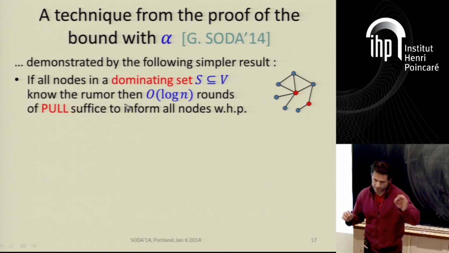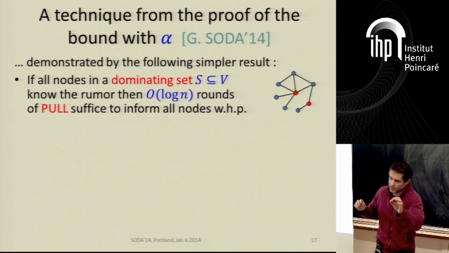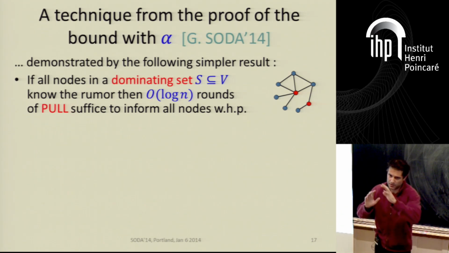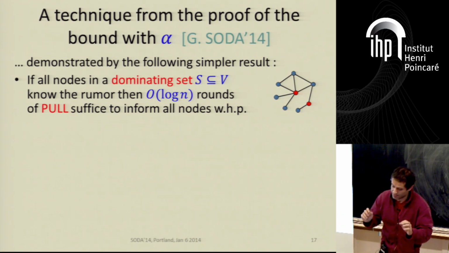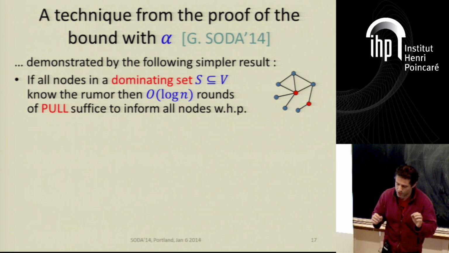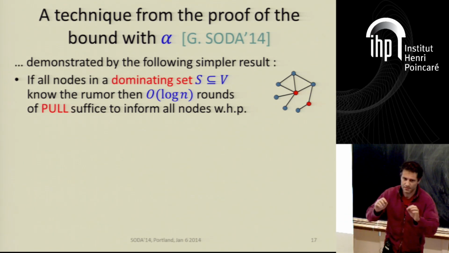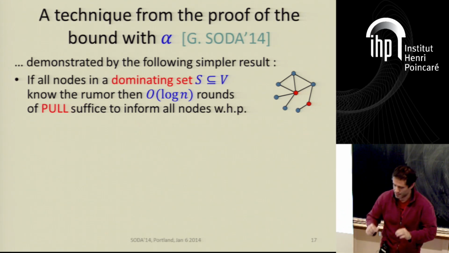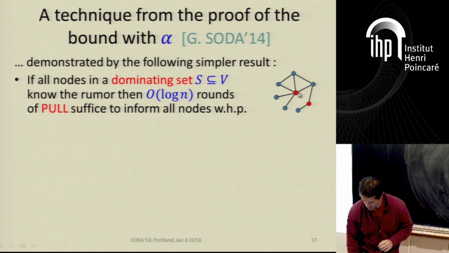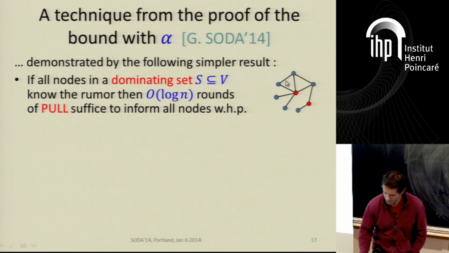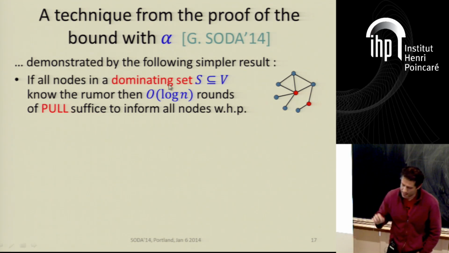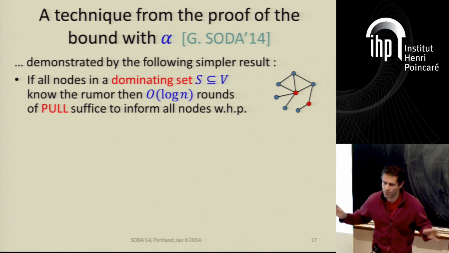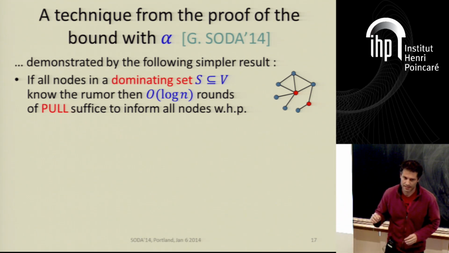So far we assumed that we have one node that knows the rumor initially. Now suppose we have more than one. We have a set S of nodes that know the rumor initially, and we assume that it's a dominating set. Dominating set means that each node either belongs to the set or has a neighbor in this set. So if the rumor starts from a dominating set, then a logarithmic number of rounds of the pull protocol suffices to inform all the other nodes in the network with high probability.